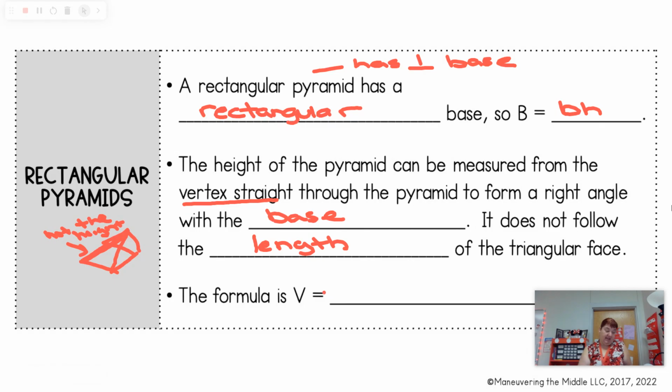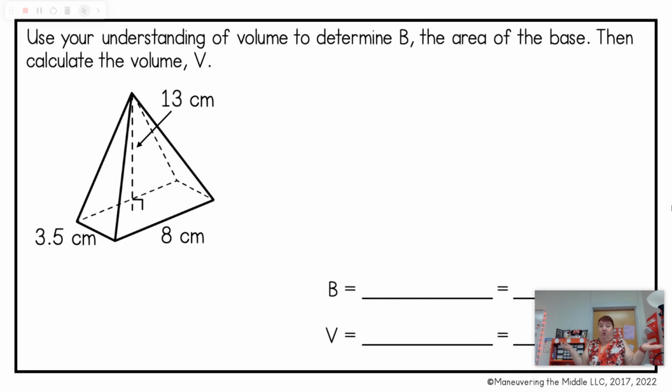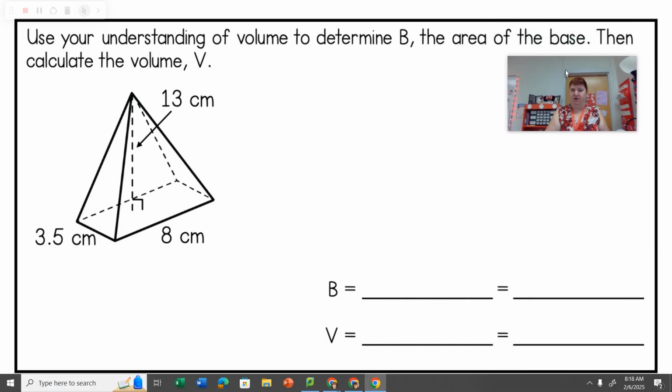And the formula, now this is a crazy formula, is 1/3 of the big B. What's big B again? Answer that question. Okay, 1/3 of big B times height. I hope you said that big B is the area of the base. Okay, so let's try some problems. Here we go. Let me get my face out of the way.